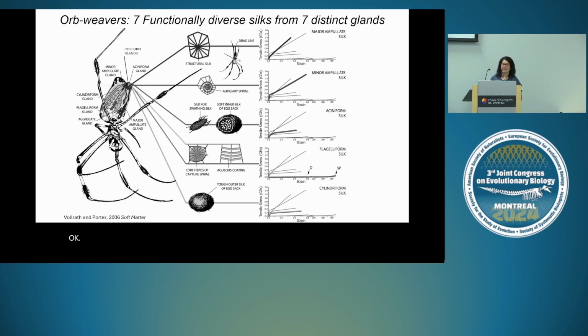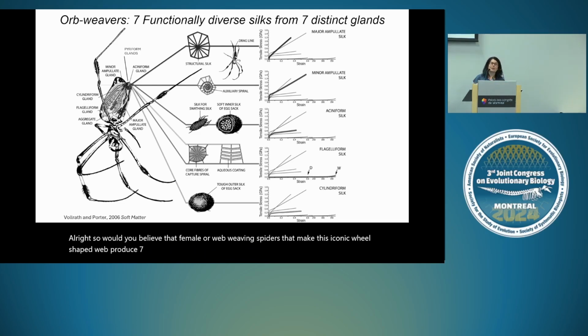So would you believe that female orb web weaving spiders that make this iconic wheel-shaped web produce 7 distinct, functionally distinct silk types? And they can do that because inside their abdomens, they have 7 morphologically distinct silk glands from which they produce each silk type. So just to show you 3 of the 7.